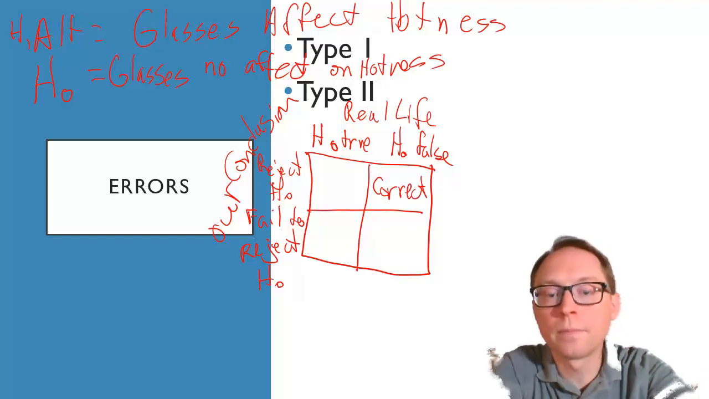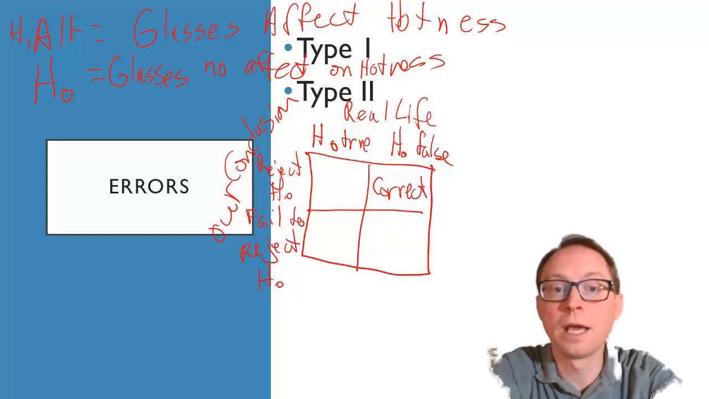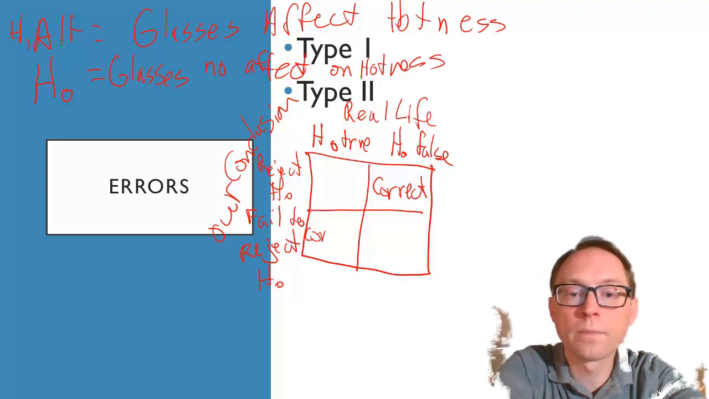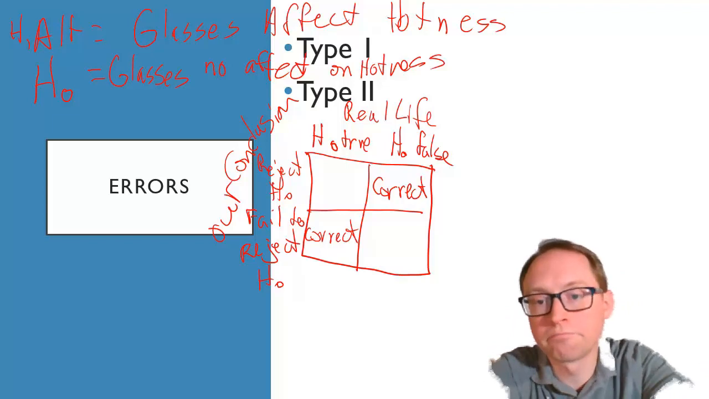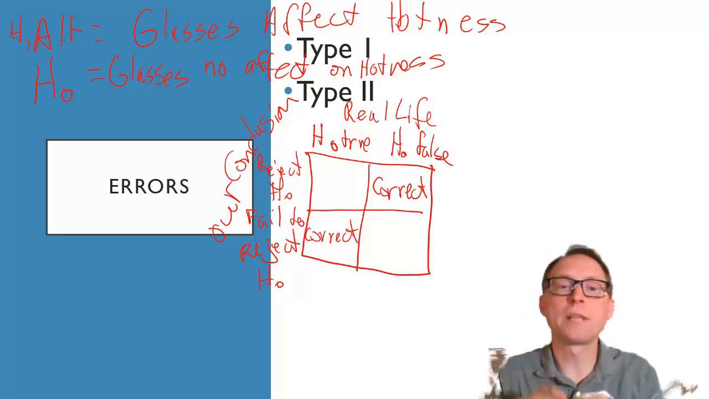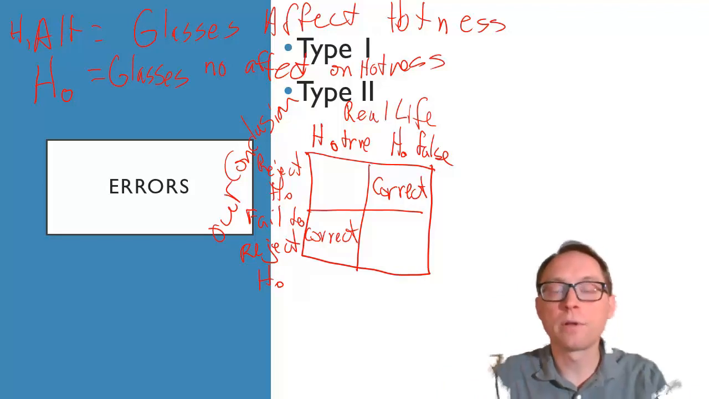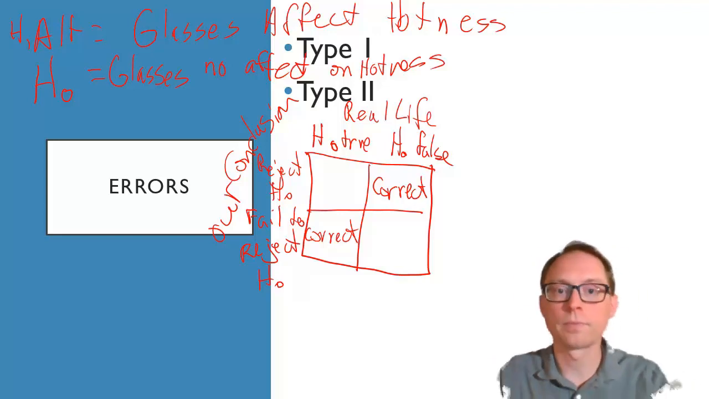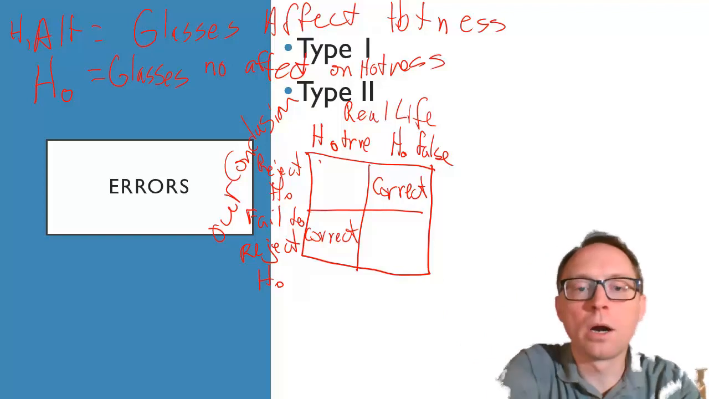But if you fail to reject the null, you say, based off of our analysis, we can't say that glasses affects hotness. And in reality, glasses doesn't affect hotness, then you're right here. The null is true, and you fail to reject the null. That's good. Now, I know this is like double and triple negative, but remember, we don't prove things correct. All we do is give evidence that the null is either true or it's false. So the errors are here.